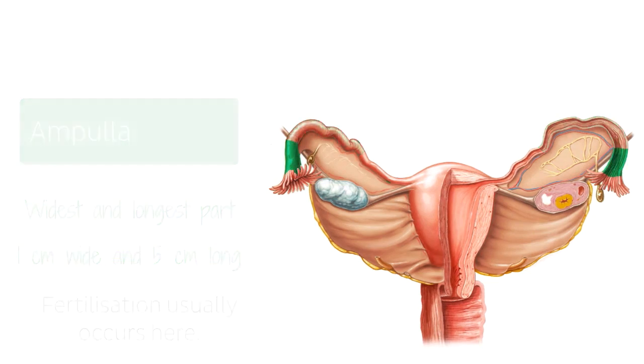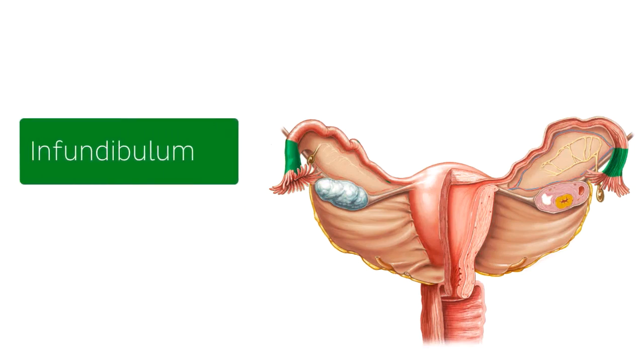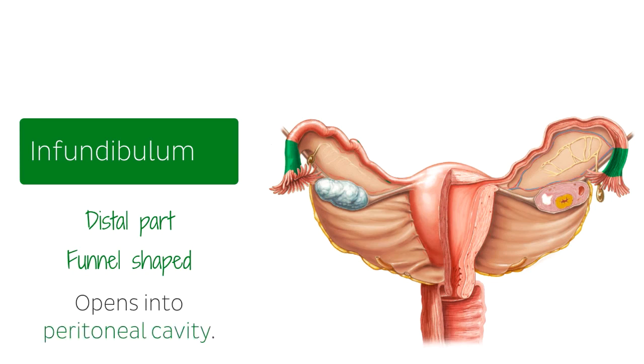And the last part of the fallopian tube that we're going to discuss is the infundibulum. And the infundibulum, which is the most distal part of the fallopian tube, is funnel-shaped, opening into the peritoneal cavity at the abdominal ostium. And these finger-like mucosal projections, which we can see attached to the distal end of the infundibulum, are what we would refer to as fimbriae.